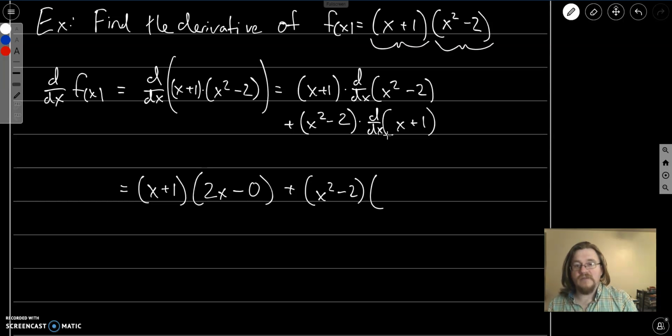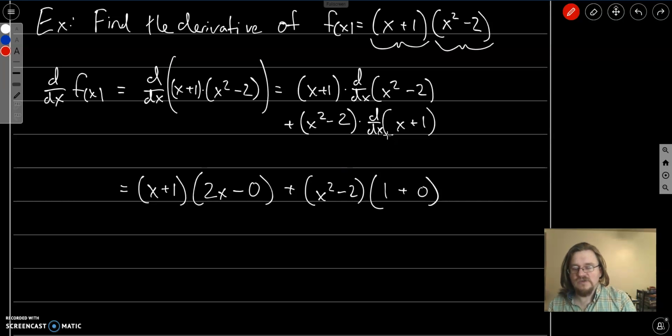So what's the derivative of x plus 1? Well, the derivative of x is just 1, and the derivative of 1 is 0. And again, we have the x squared minus 2, that matches up. And then we have the derivative of x plus 1, and that matches up right there.